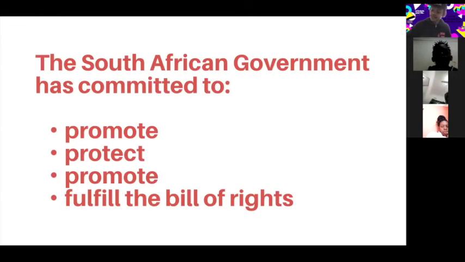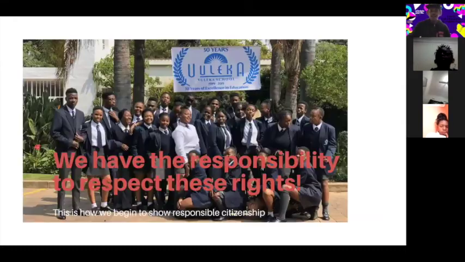Okay, so to just summarize that part, what has the government promised? It's promised that it will promote, protect, and fulfill the Bill of Rights. And that is a big thing, because that means that the government, if it doesn't do those things, we must hold them accountable. If the government doesn't protect people's human rights, we must hold them accountable. And how does that work? That's the part where you and I come in as responsible citizens.